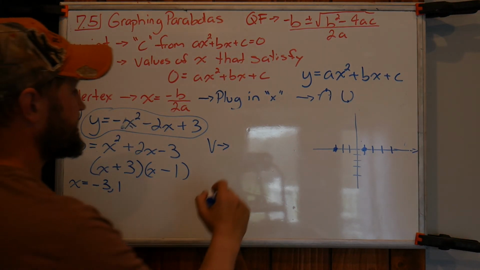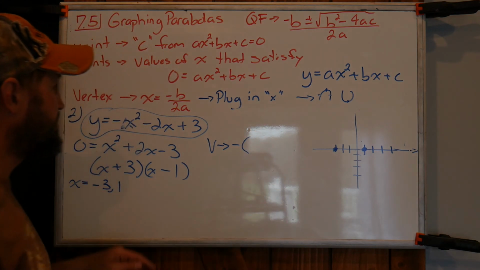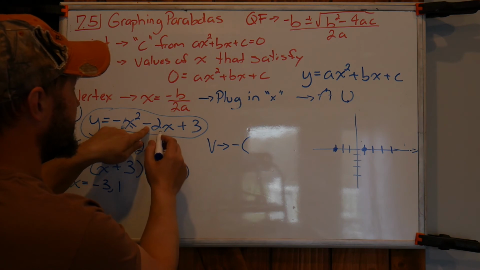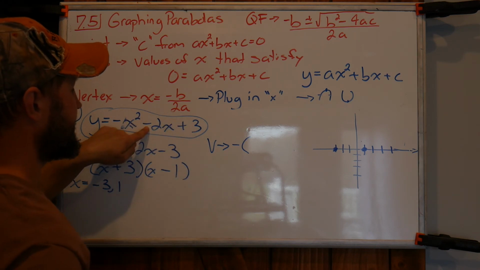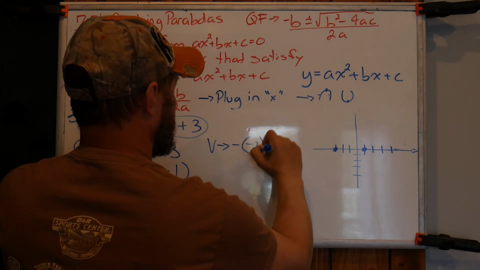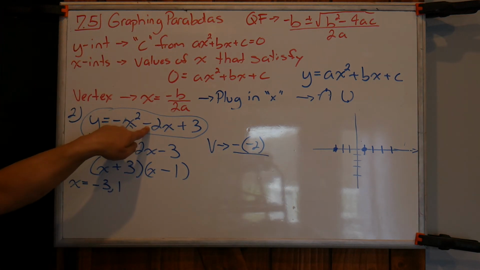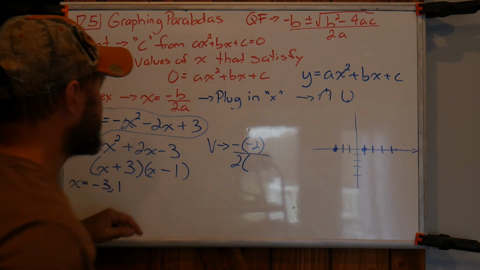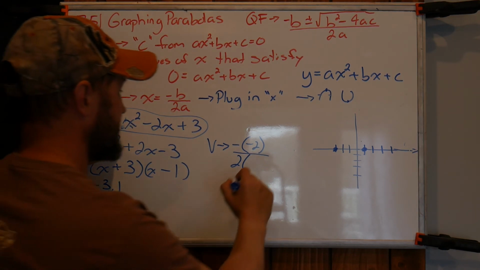And my vertex is negative b. I go back to the original. My original equation holds my actual a, b, and c. So b is negative 2, negative b, so a negative negative 2, all over 2 times a. My a is negative 1.